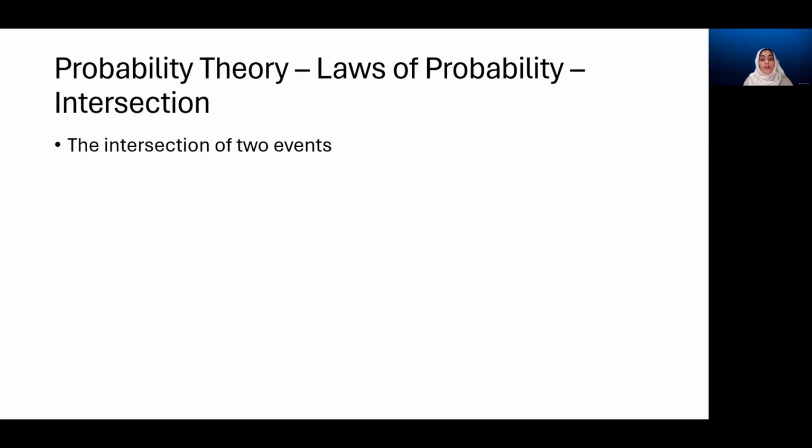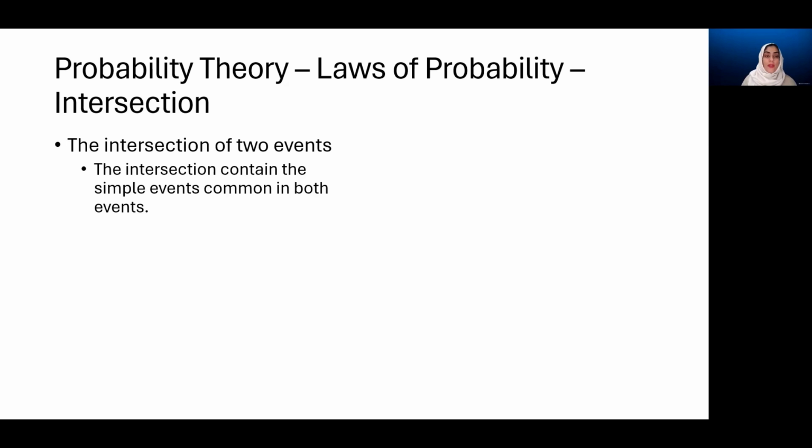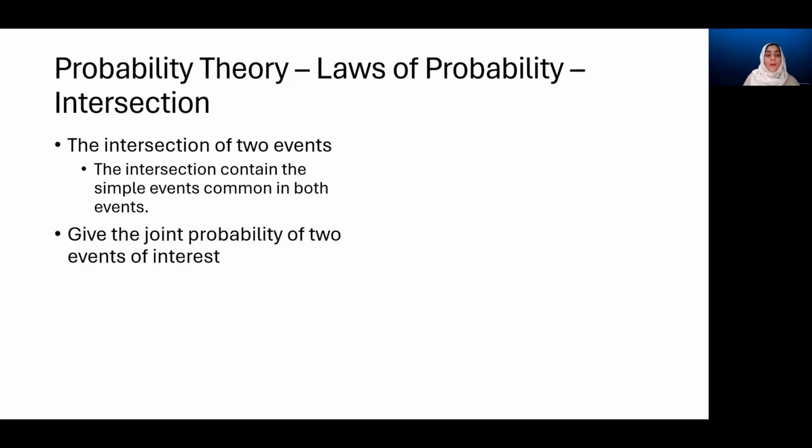Now, it is the law of intersection of two events. When two events have things in common, we can compute the intersection. And if they do not have anything in common, the intersection is going to be empty. Those events are known as disjoint events. The intersection contains the simple events common in both events.